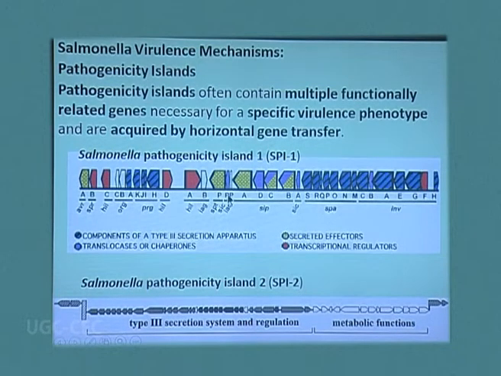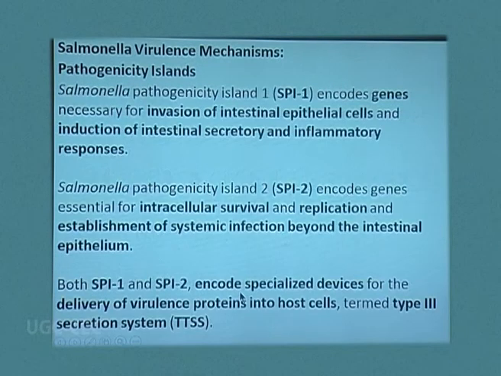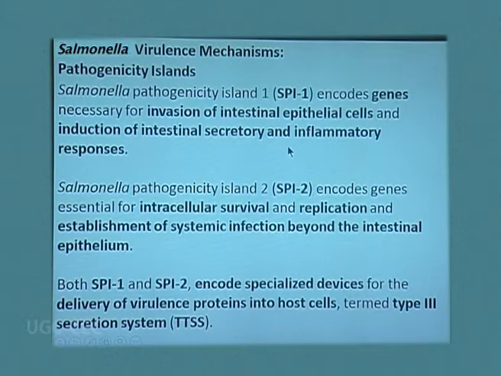This is the organization of SPI1, and this is the genetic organization of SPI2. Here you can see that the color codes represent genes of related functions. As you can see, the genes of related functions, in both SPI1 and SPI2, are clustered together. Now, SPI1 encodes genes necessary for invasion of the intestinal epithelial cells, as well as induction of the observed secretory and inflammatory response in the intestine.